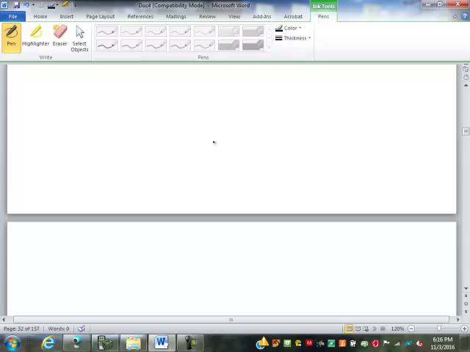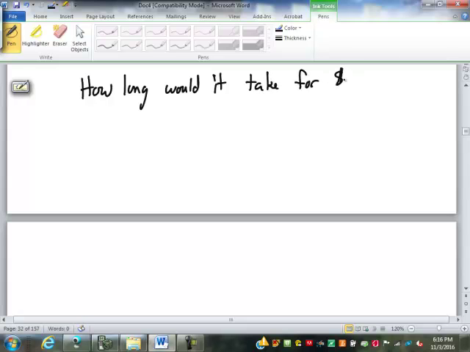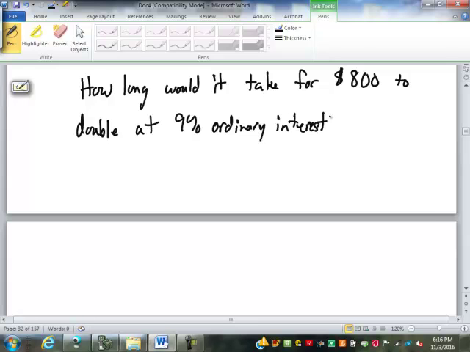Let's do one more example, then it'll be time for break. How long would it take for $800 to double at 9% ordinary interest? Okay, go ahead and try that one in your notes.